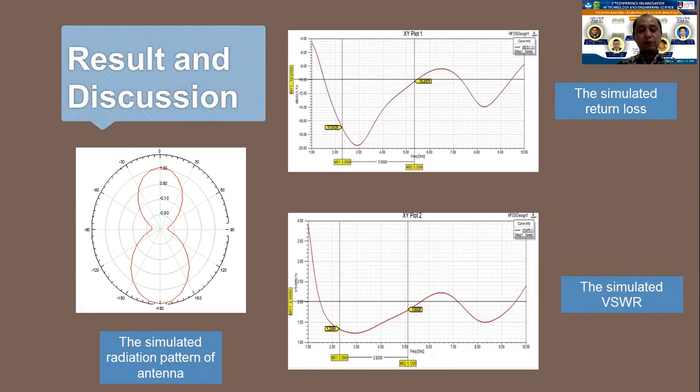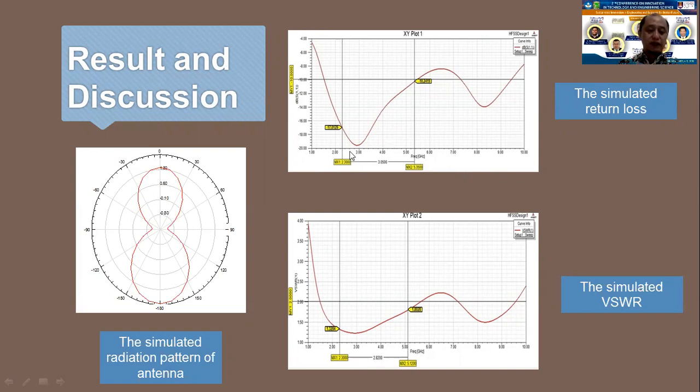The proposed antenna is simulated by using an electromagnetic simulator. Why do we need to simulate it? Because we need to evaluate the performance of the proposed antenna.